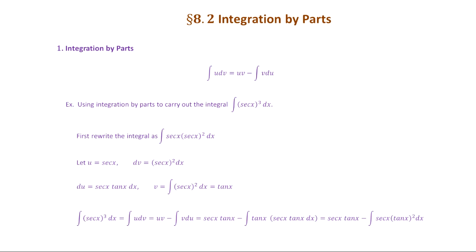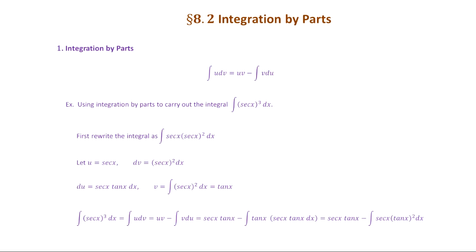I will finish this problem real quick. Integrate secant x squared, you get tangent x, so that will be v. So now plug into the formula. The integral of secant x cubed can be written as the integral of u dv, which is uv minus the integral of v du. So plug in u as secant x and v as tangent x, and you get secant x tangent x minus the integral of v du. That's tangent x times secant x tangent x dx. So that will be secant x tangent x minus the integral of secant x tangent x squared.